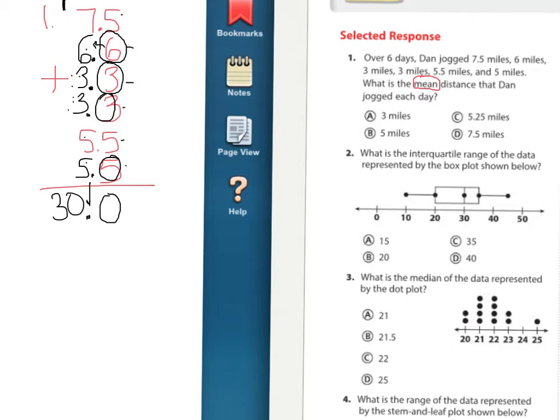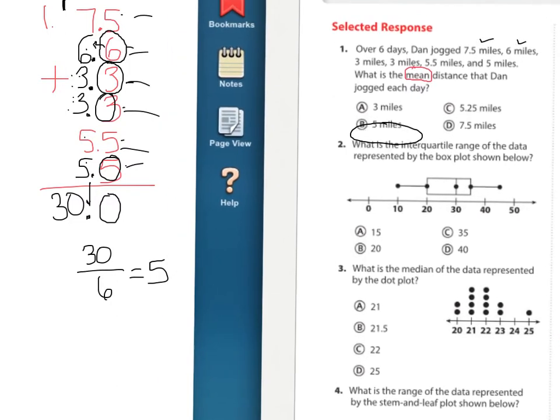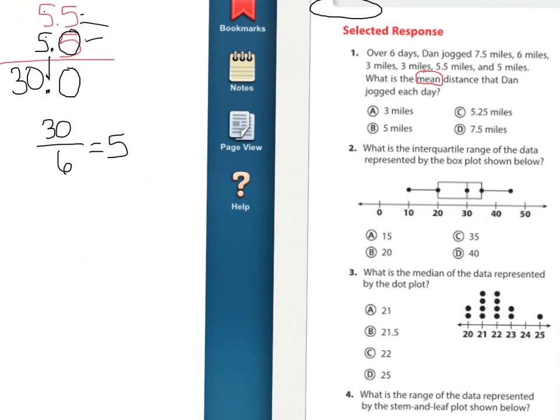We might need it. Now, after you add, is 30 miles close to anything that he jogged any of those days? No. That can't be a number to represent how much he ran. I need an average. I need the mean. So now I'm going to divide by however many numbers I added together. 1, 2, 3, 4, 5, 6. So 30 divided by 6 is 5, and that answer was B.